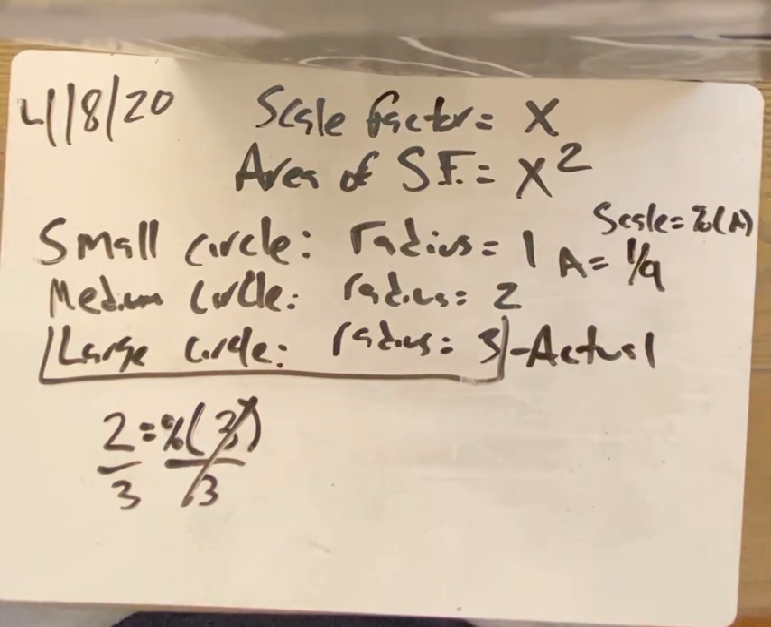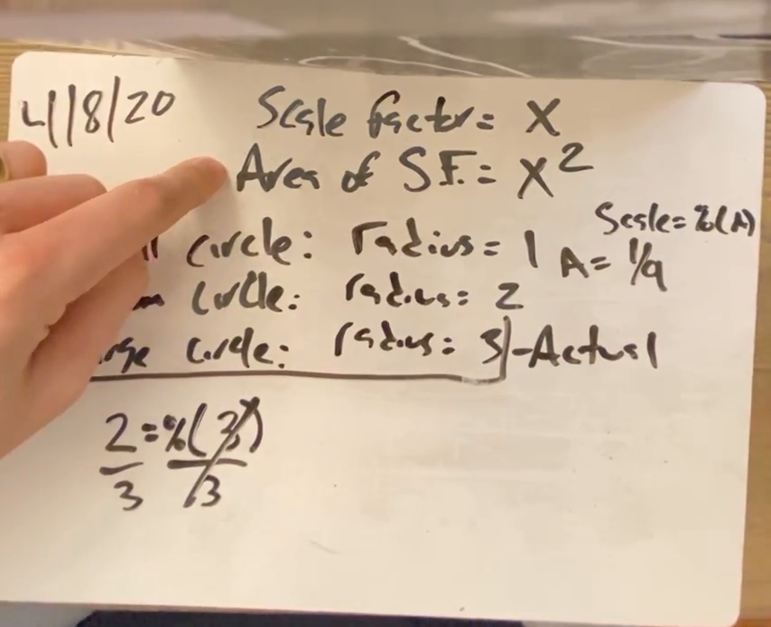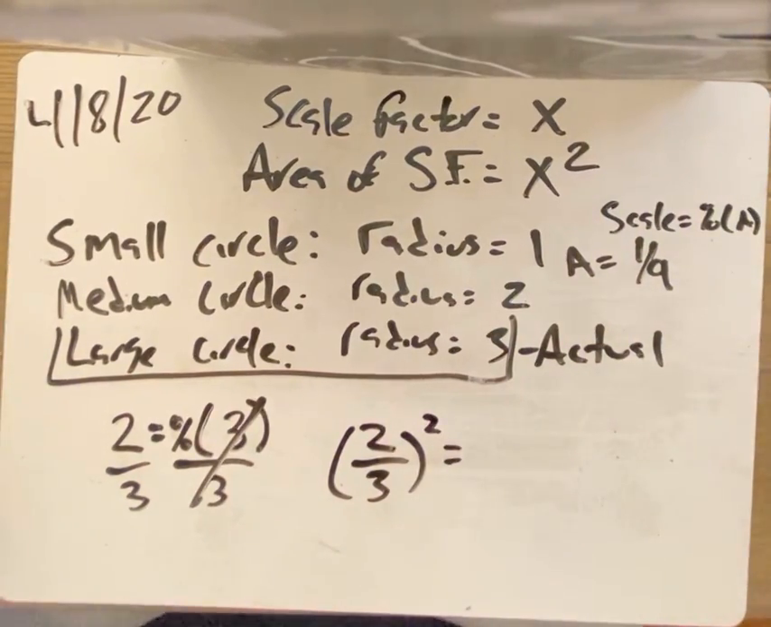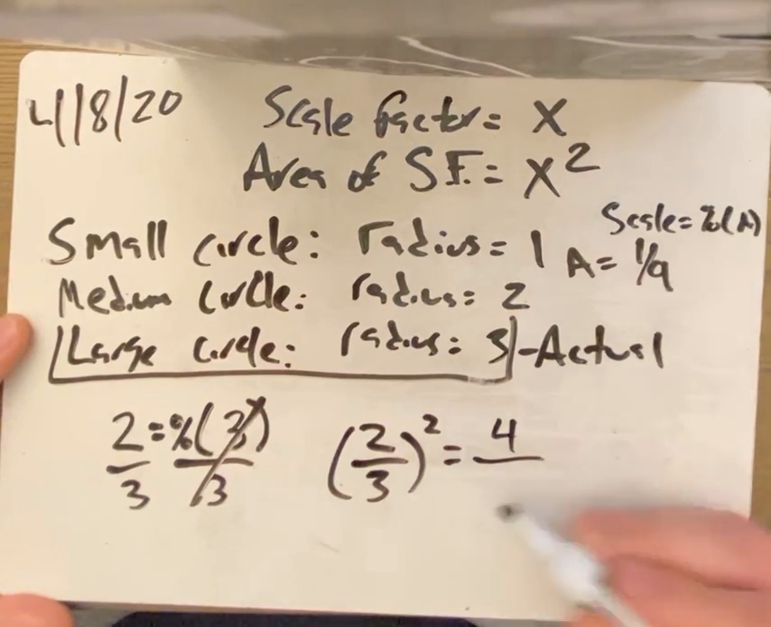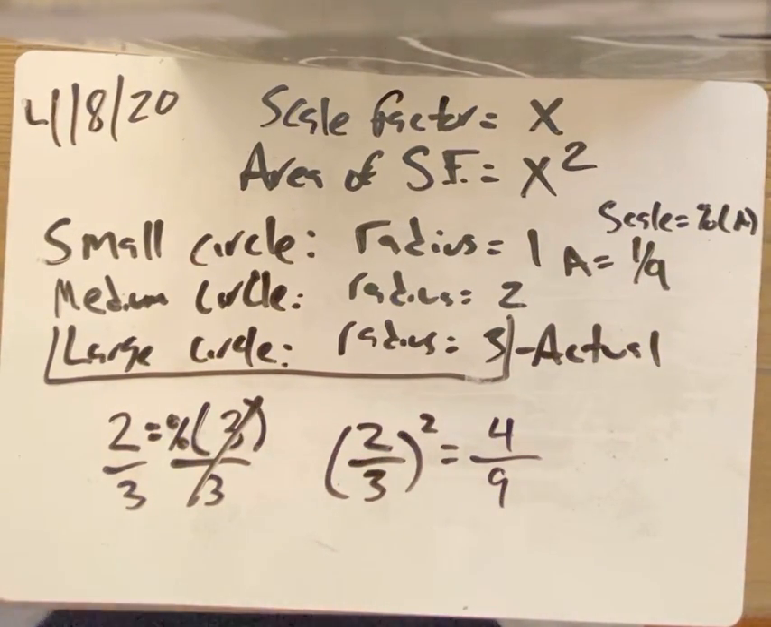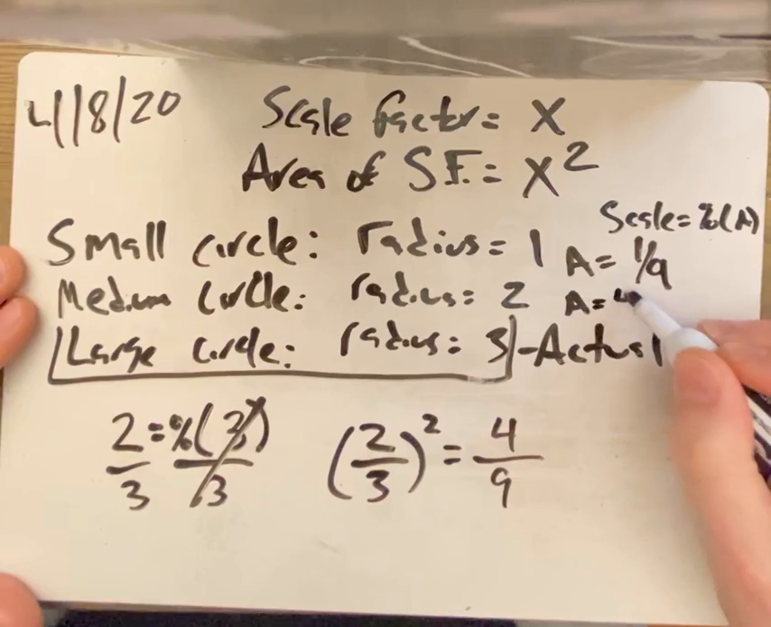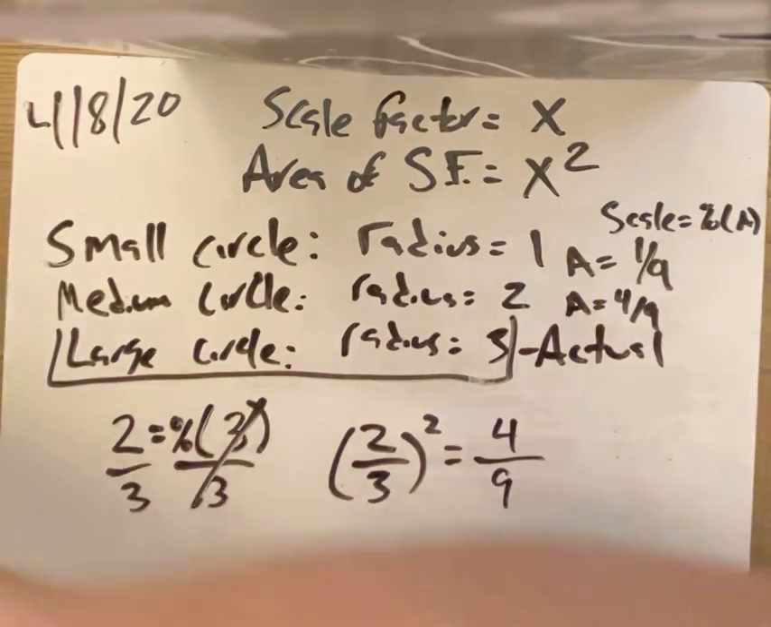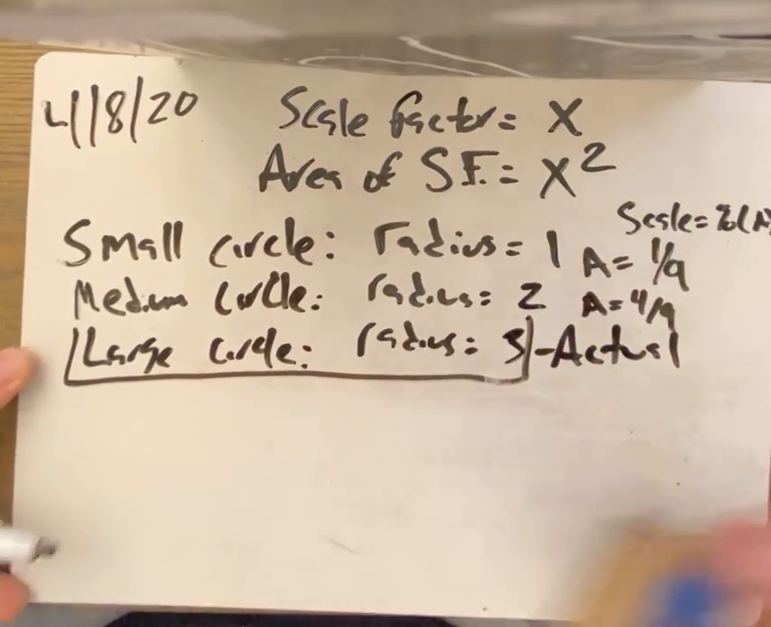But we want the area. So again, area of scale factor, just square it. I take 2/3 and square it. 2 times 2 is 4, and 3 times 3 is 9. So the area of the medium circle is 4/9. Make sense so far? Are you with me? Do you have any questions? If you do, please put them in the Google class.